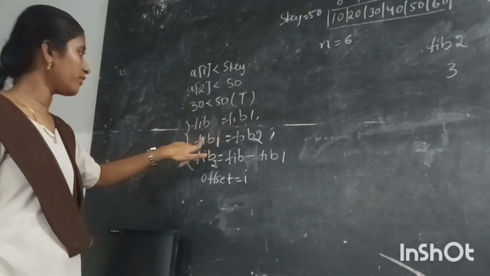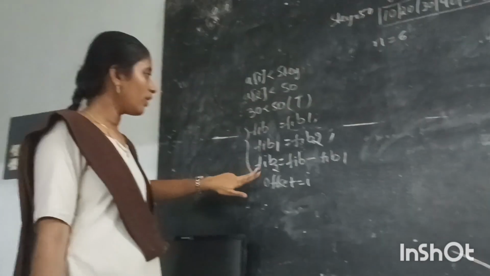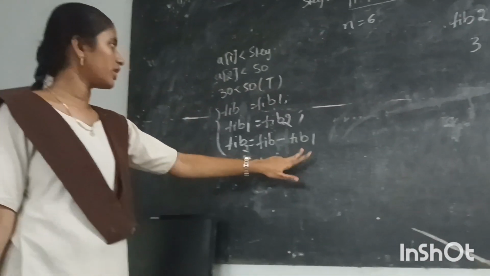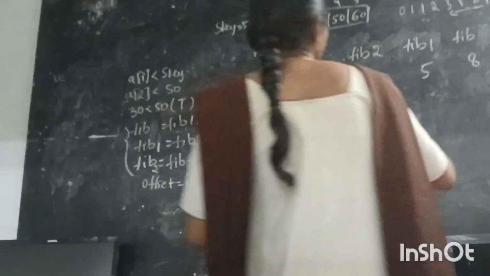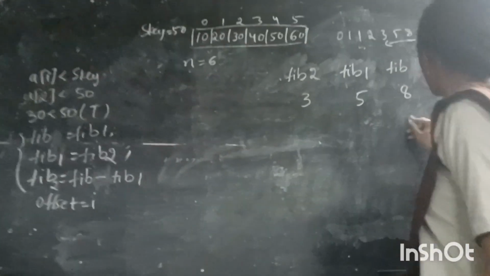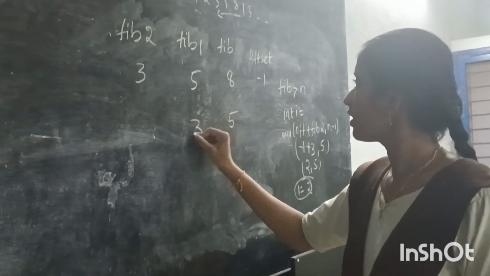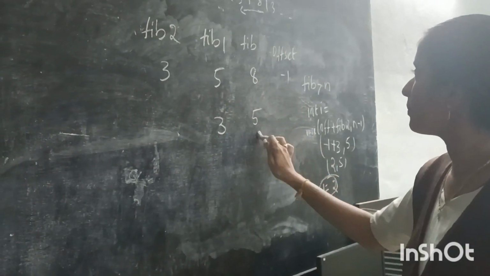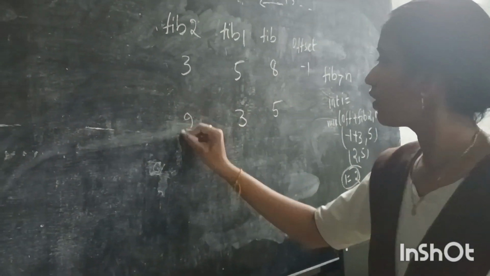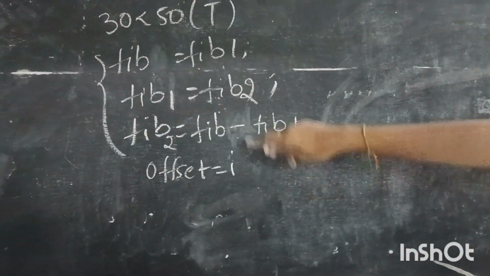Fib equals Fib1, Fib1 equals Fib2, Fib2 equals Fib minus Fib1. Here Fib equals Fib1. Fib1 value comes into Fib, so Fib1 equals Fib2. Next Fib2 equals Fib minus Fib1, 5 minus 3 is 2. Now offset value equals I. I value is 2.